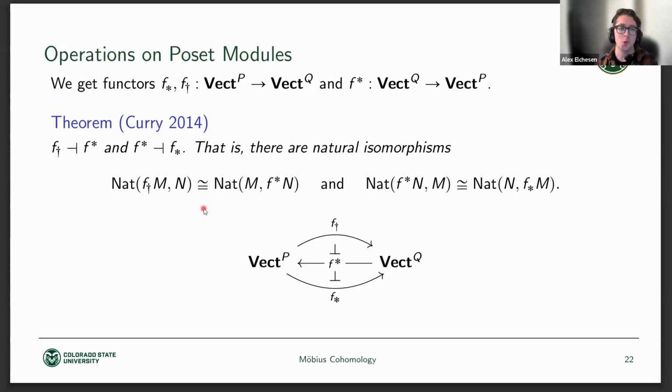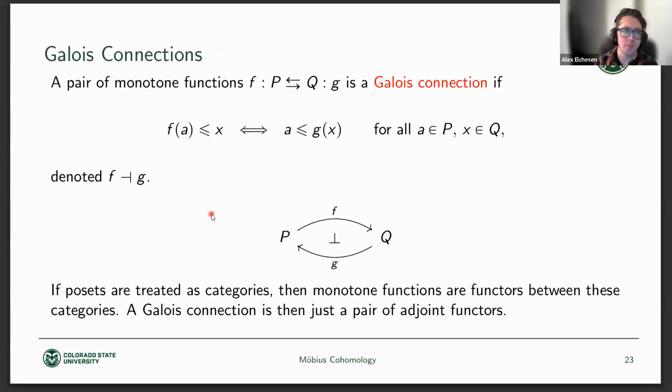Our goal is going to be to enrich this. Natural transformations, we said, are actually vector spaces. We can think of them as vector spaces. So we want to see if these isomorphisms, which are just bijections right now, can actually be upgraded to isomorphisms of vector spaces. We'll come back to that though.